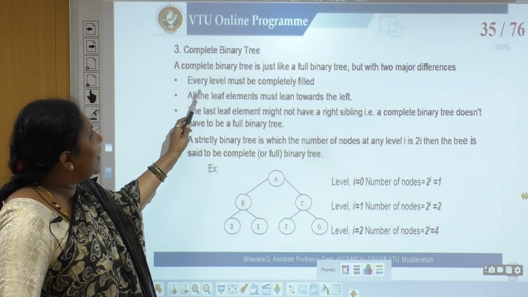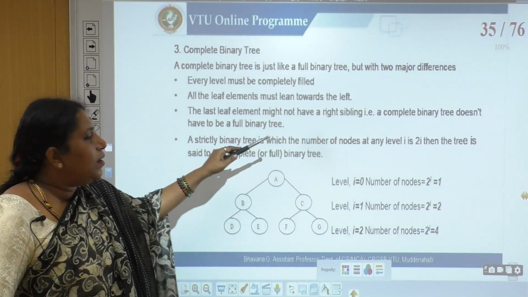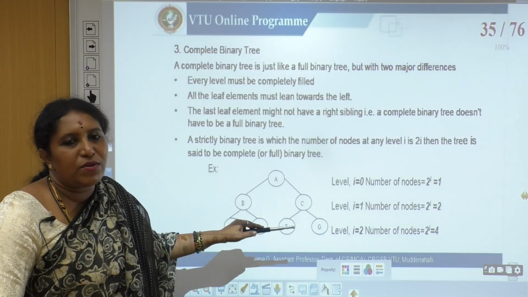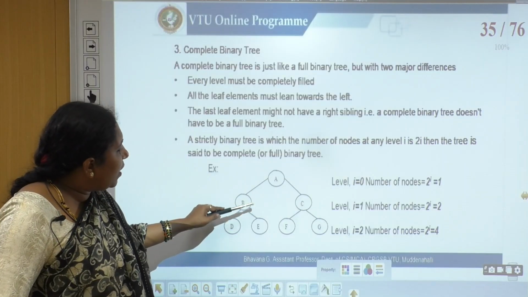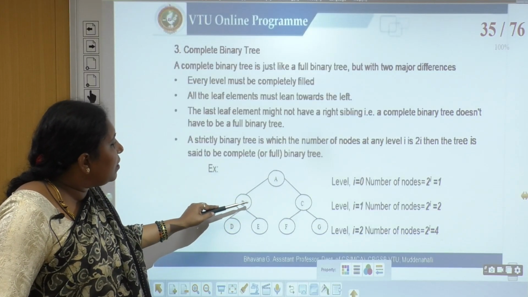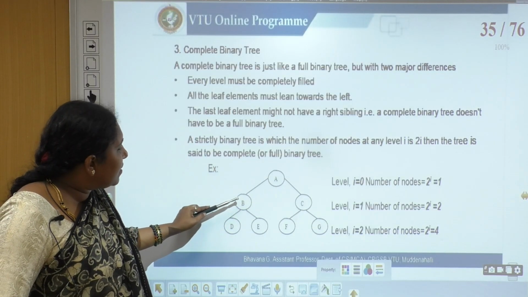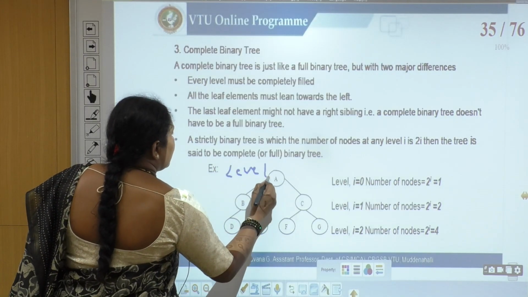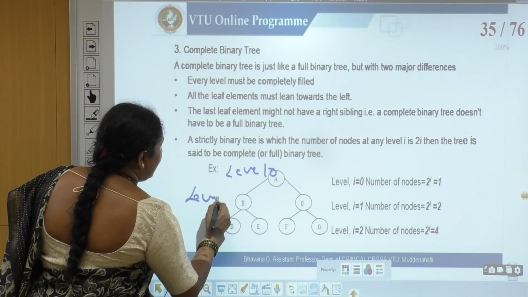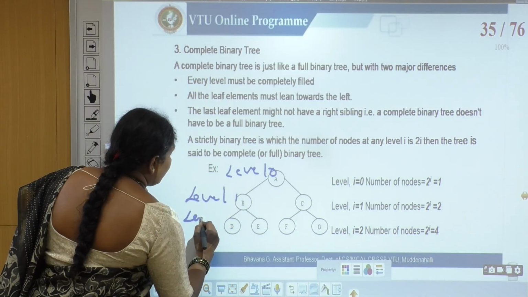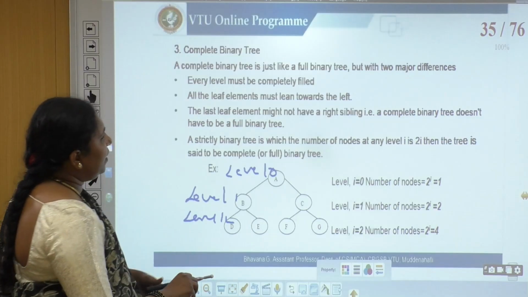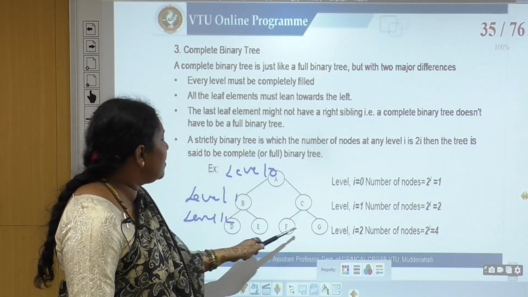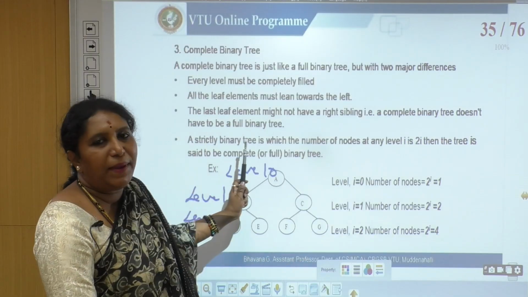The first one is every level must be completely filled, something like a perfect binary tree. So there should be an equal amount of nodes in all the levels. This is level 0, this is level 1, this is level 2. Level 0 has 1 element, this is the root node. So they are telling us every level must be completely filled.